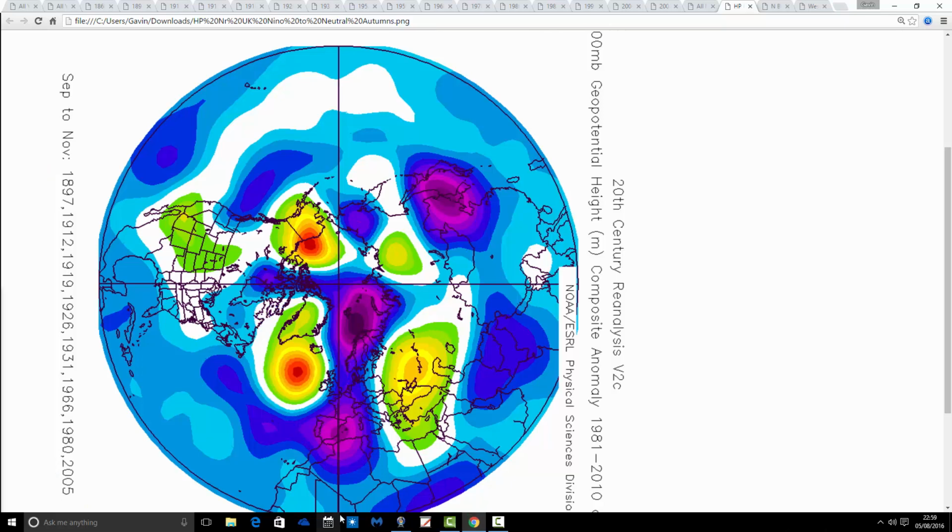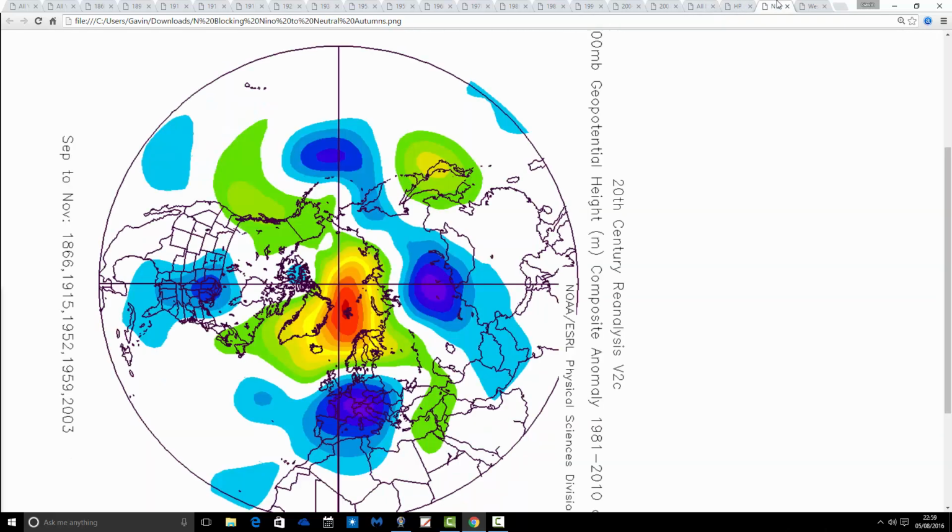But we've already seen that within that, the position of this ridge, this above average area of heights, is moved around. So, for example, in 2005, it's centered over Scandinavia and Western Russia. Other years, it's centered to our west. So, even within this sort of analog pattern, there's a lot of variation.